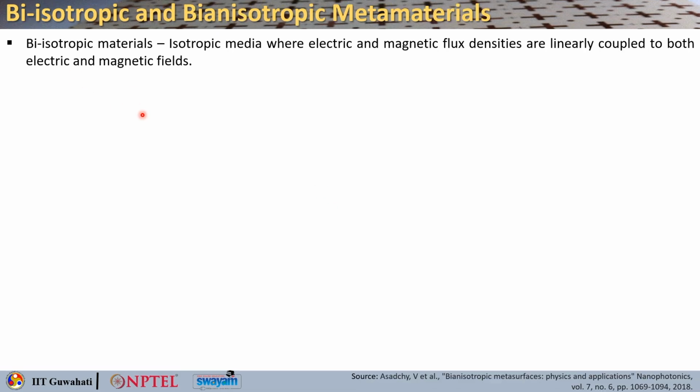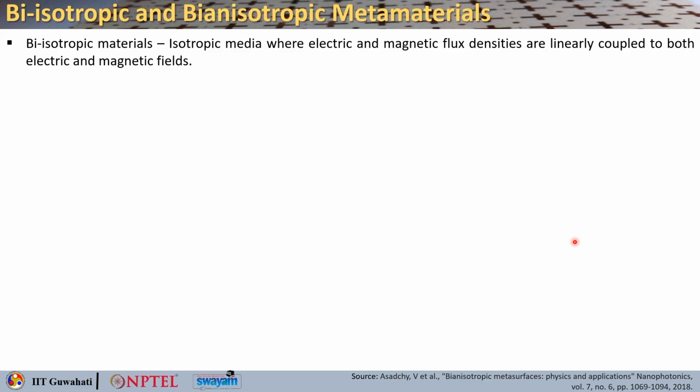Now, we move on to another type of metamaterial, which is biisotropic and bianisotropic. Okay. So, what are these? In physics, engineering and material science, a biisotropic material is basically an isotropic material where electric and magnetic flux densities are linearly coupled to both the electric and the magnetic fields via scalar constitutive relations, okay, including magneto-electric coupling terms.